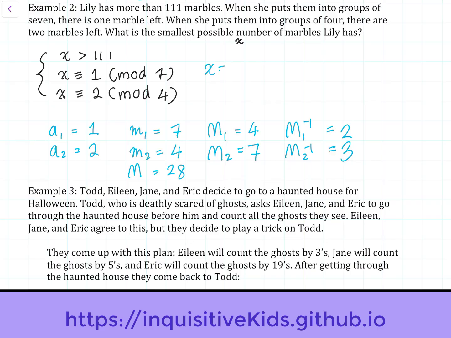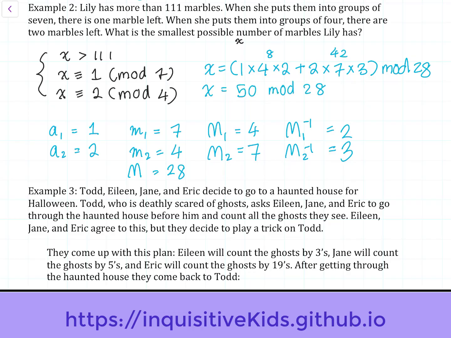X is equal to A1 times big M1 times the inverse of big M1 plus A2 times big M2 times the inverse of big M2 mod big M, which is 28. Now all we have to do is simplify. X would then be equal to, this is 8, and this is 42. So 50 mod 28. Or we could rewrite it as 22 mod 28. They're the same thing. So this is our solution here for X.